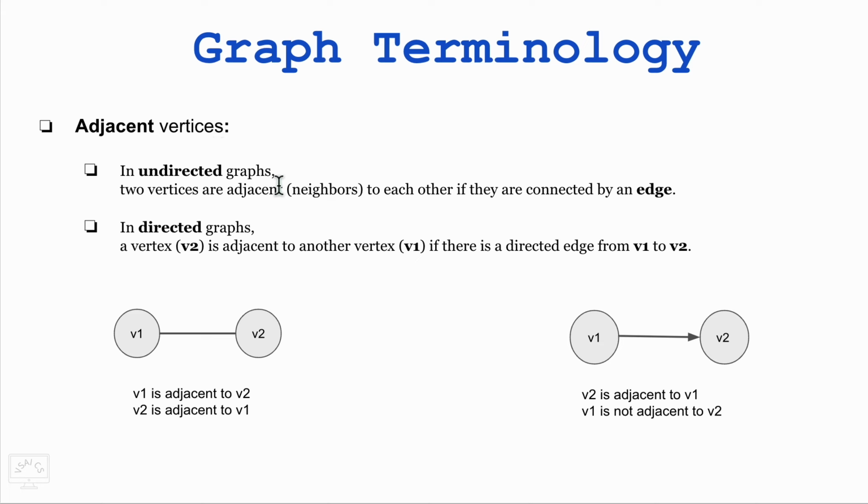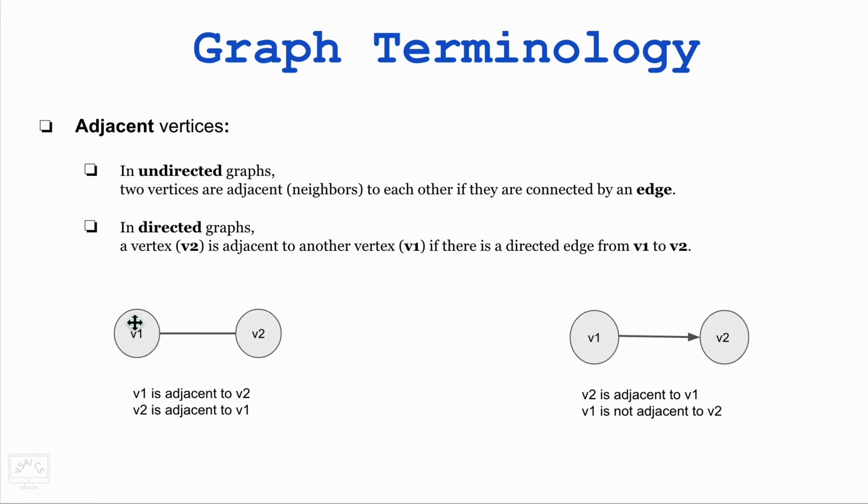In undirected graphs, two vertices are said to be adjacent to each other if they are connected by an edge. The adjacent vertices are also called neighbors. Since in an undirected graph the direction of the edge does not matter, if there is an edge between any two vertices, then both vertices are adjacent or neighbors to each other. In this undirected graph, the vertex v1 is adjacent to vertex v2 and vertex v2 is adjacent to the vertex v1.